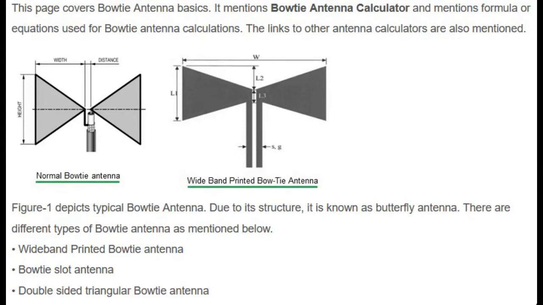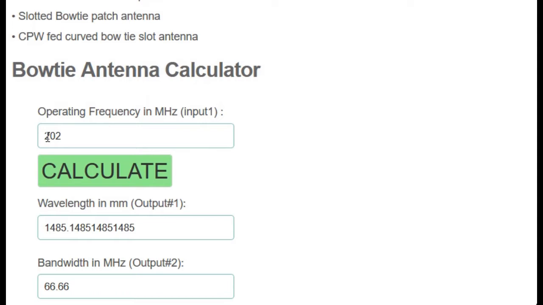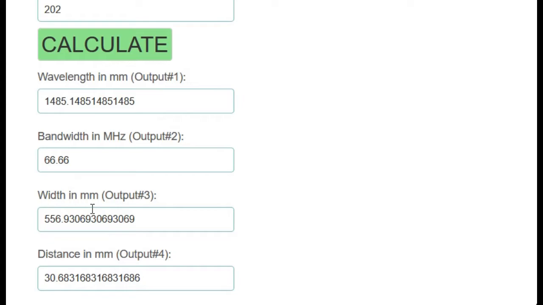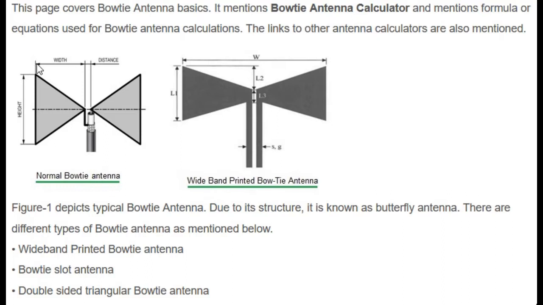Like this, you key in the center frequency, in this case 202 MHz, you click on calculate, and this is the output. However, you see here the width in millimeters, output number 3, and when we look at the figure, you have here the width that's half the dipole, and here's the width, the full length of the dipole. And you also have a distance gap, and the height is mentioned here as L.